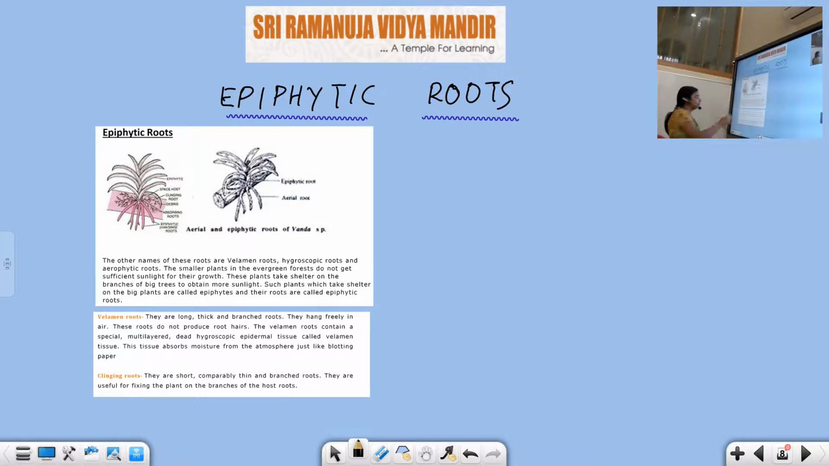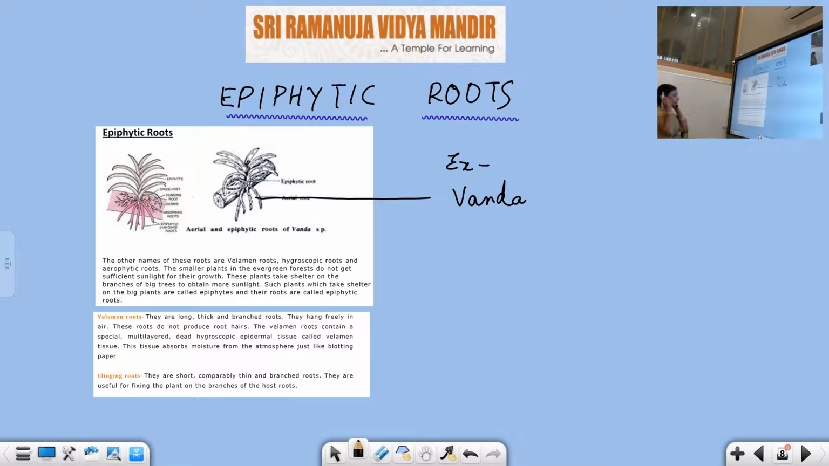So here is a plant which belongs to Orchidaceae, Vanda roxburghii. Example is Vanda. So these plants, as they grow in dense forest, they do not get proper sunlight, so they take shelter on big trees. And once they fix themselves to the big trees, they get sunlight. And how they fix themselves to the big trees and how they get food and water from that, just see.